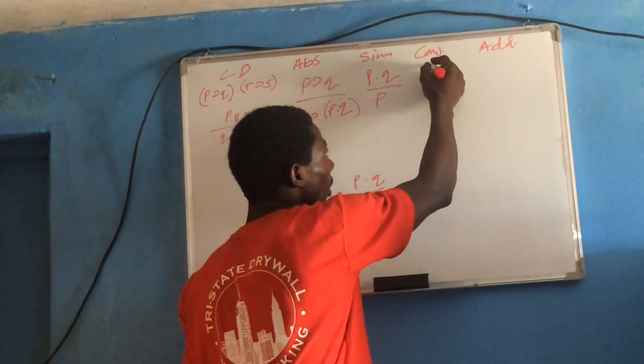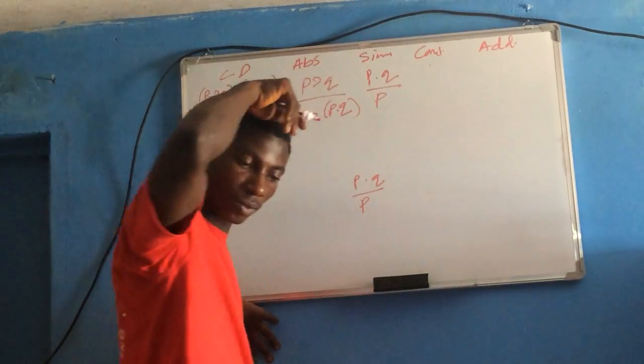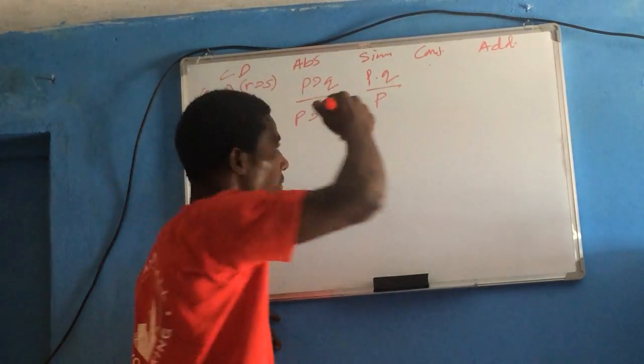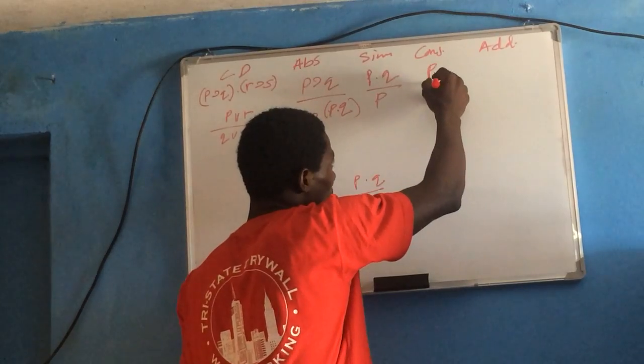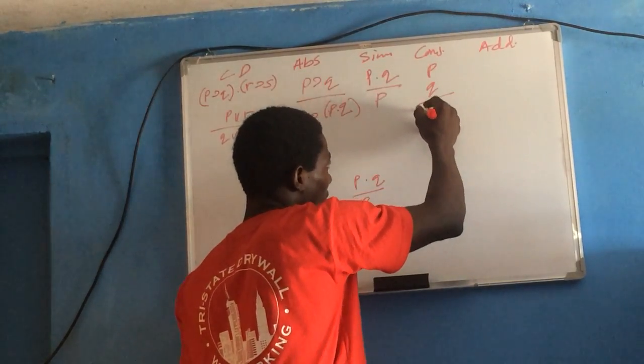Conjunction is what? If P and Q, that is conjunction. P, Q, therefore P and Q.